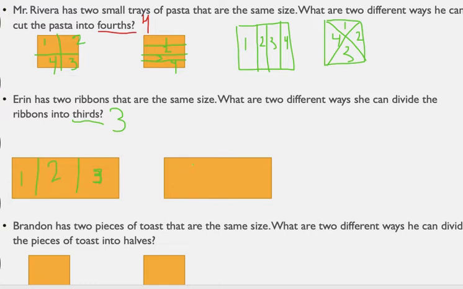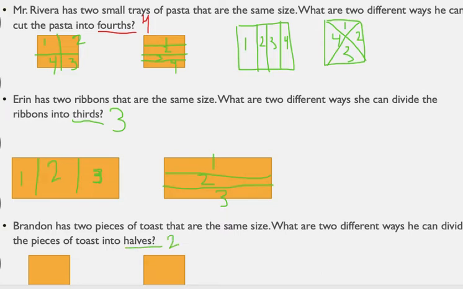And then over here, I'm going to cut it from side to side, or divide it. So my 1, 2, and 3. So these are 2 ways, both different, but both give me 3 equal parts. And then my other problem says Brandon has 2 pieces of toast that are the same size. What are 2 different ways that he can divide up the pieces of toast into halves?